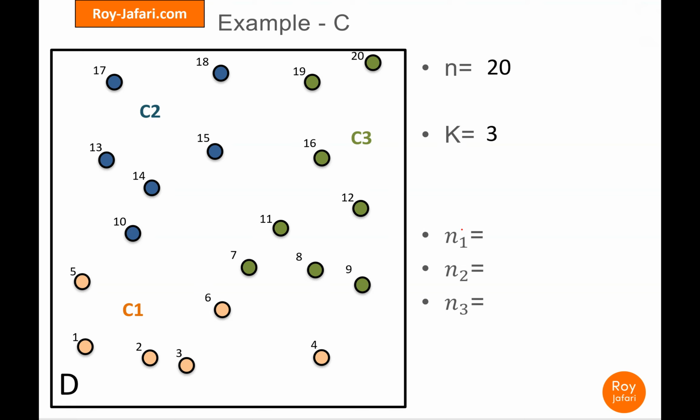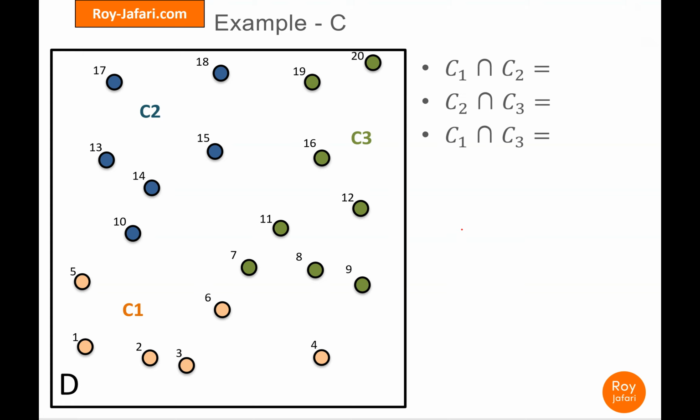And N1 is how many? We've got 6. For N2, we've got 7, actually 6, and for N3, we've got 8, right? You can actually count them. So this is how we see these notations in this example. And of course, we can see there is no commonality between any of these clusters, so all of them are empty sets if you take the intersection between them.